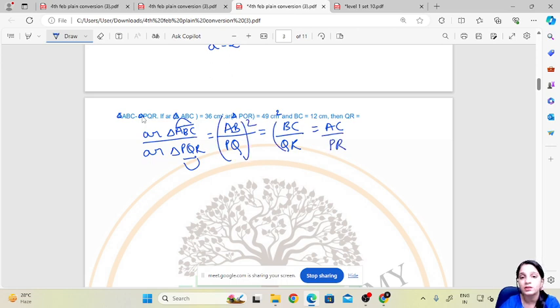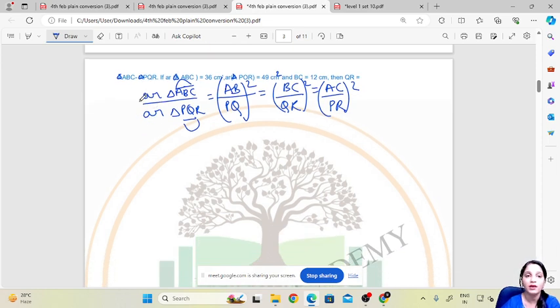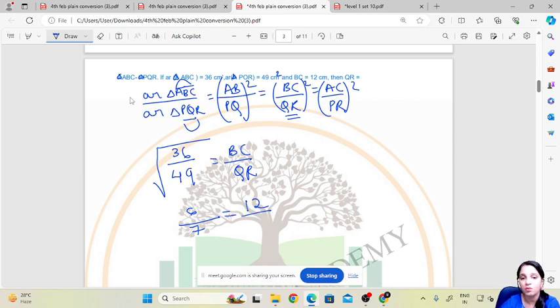This is the whole square, this is the whole square, and this is also the whole square. Now what we need: we have the area of ABC is 36 upon 49 equal to, BC and QR. BC is given and QR we need to know, so we'll take this. BC upon QR. Now this square when it goes to the other side becomes root. Root of 36 is 6 upon 7 equal to BC, they have given 12, upon QR.